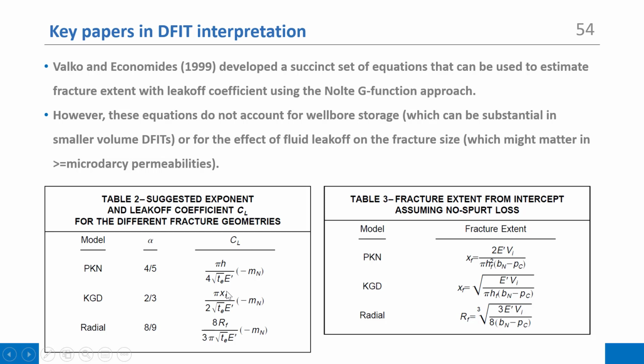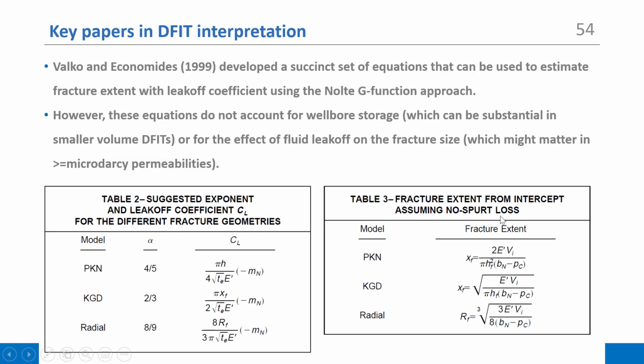Number one, wellbore storage is not used in these equations. These are all valid if there's no wellbore storage, which, if you do a 10 barrel DFIT, wellbore storage could consume 25% of the injected fluid, so it's not negligible in small volume DFITs. And secondly, they have this equation here: fracture extent from intercept assuming no spurt loss. I find this to be confusing. These equations are actually only valid estimates of fracture size if there has been zero leakoff during injection.